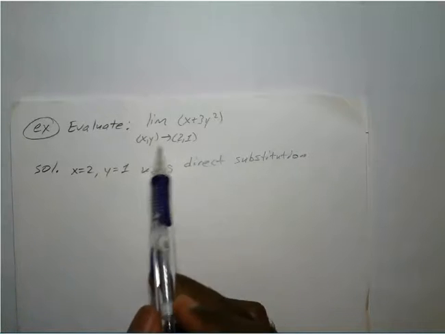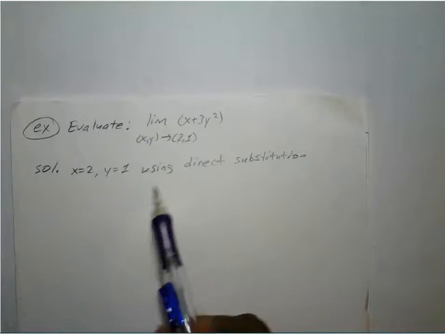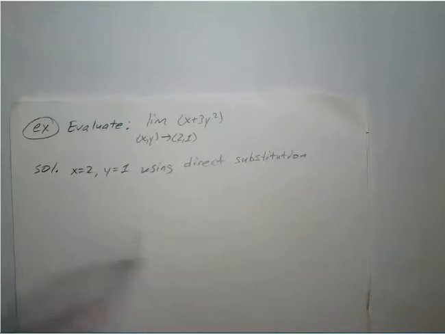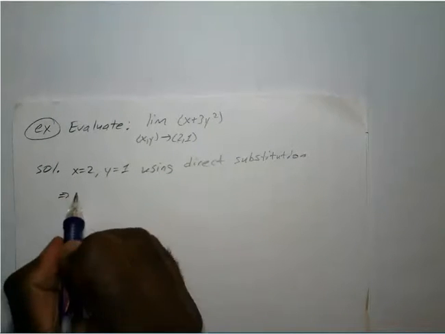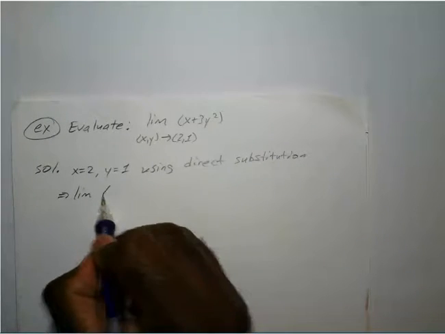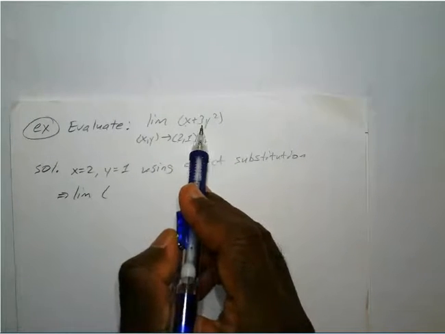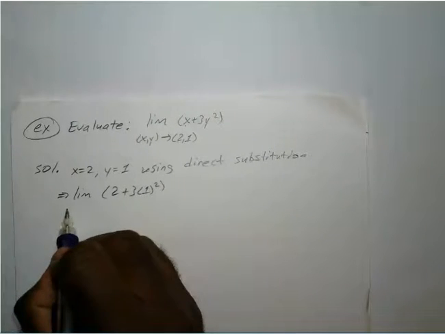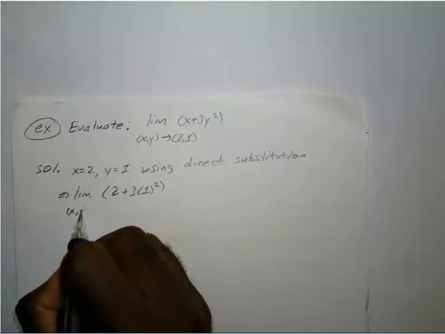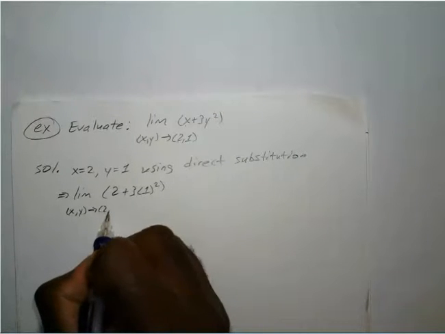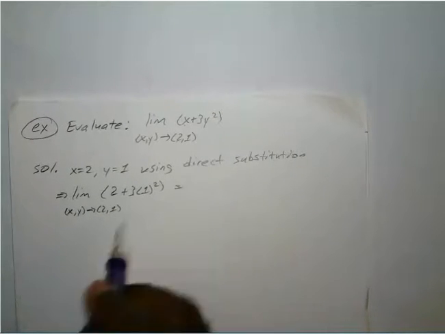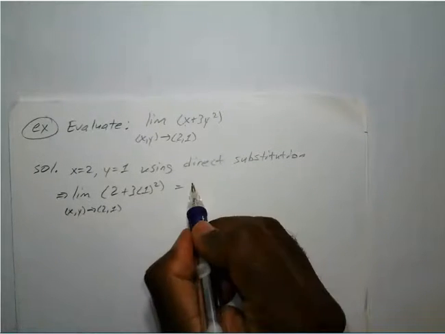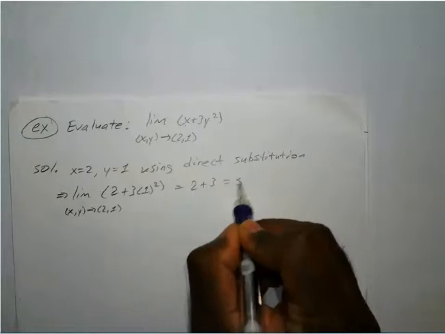Okay, now I advise trying direct substitution first. Okay, so a lot of times if you do direct substitution, 10 seconds later you have your answer. Okay, so that will give us the limit of 2 plus 3 times 1 squared as xy approaches 2, 1. And really, that just ends up being 2 plus 3 times 1, which is 3, which is 5.